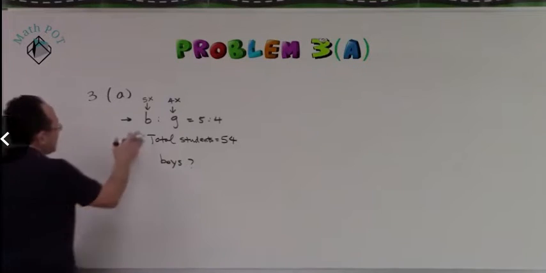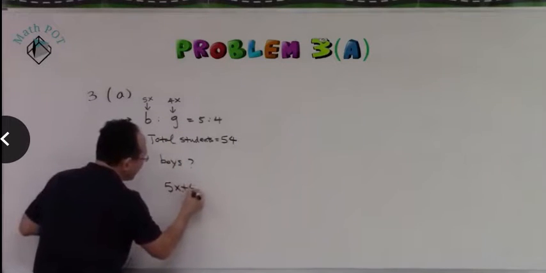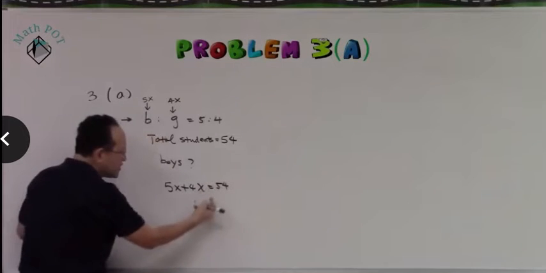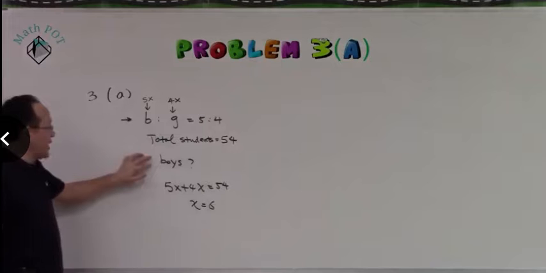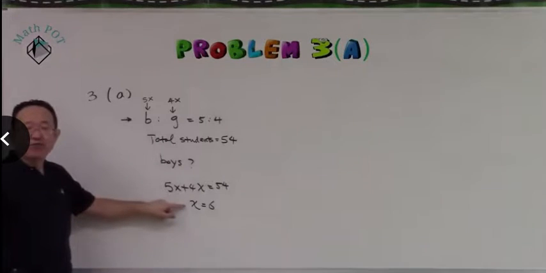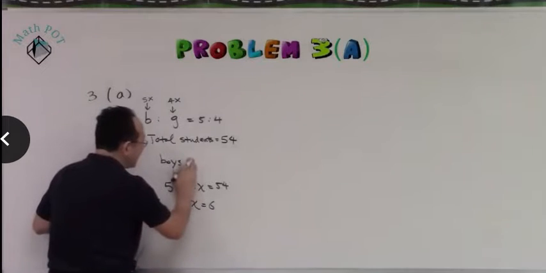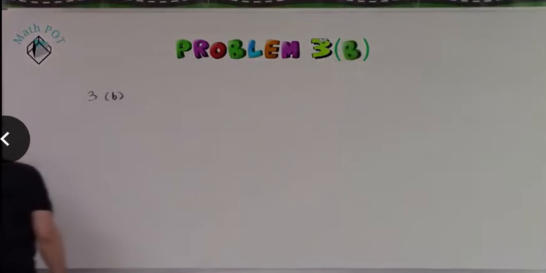Because the number of boys plus the number of girls gives us nothing but 5x plus 4x, which equals 54. That's 9x equals 54. That gives us x is nothing but 6. The problem tries to figure out boys, so never assume x is our final answer. Of course, boys is nothing but 5 times x. That gives us the answer, which is 30. That is the answer.